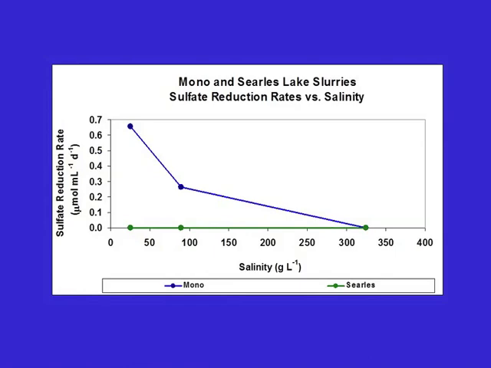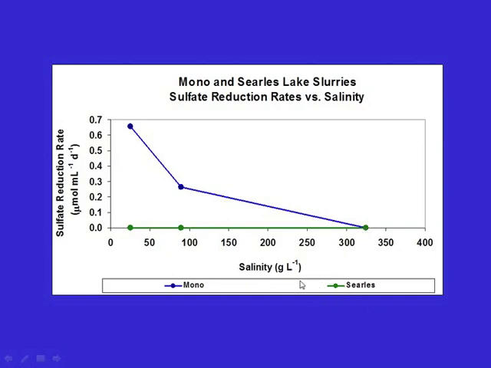We also looked at salinity effects on sulfate reduction in sediments from both of these lakes. One interesting finding was that in the case of Mono Lake, which is the lower salt lake of these two, about 80 or 90 grams per liter, if we look at sulfate reduction rates in the sediments, we see that sulfate reduction does drop off as you increase your salinity, and that sulfate reduction in the Mono Lake sediments is completely excluded as you approach salt saturation conditions.